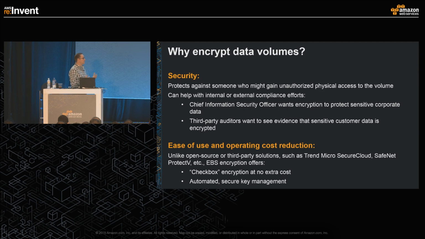Why we're seeing customers move towards EBS-based encryption is ease of use and operating cost reductions. There are plenty of open source tools. You can use things like dm-crypt and build your own encryption on top of it, or third-party tools like Trend Micro. But open source tools typically come with quite a lot of operational overhead. You don't want to be building your own key management infrastructure or dealing with key rotation. And with third-party tools, it can add an additional layer of cost that might be prohibitive for certain applications.